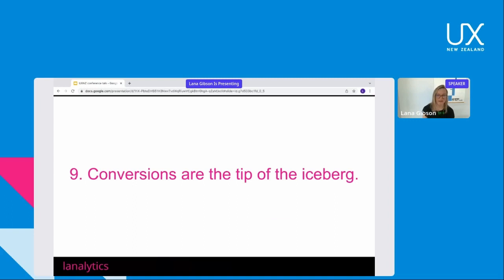Conversions are the tip of the iceberg. So conversions are really important. It's meaningful engagement, like downloads or purchases or contact submissions. And of course we want to increase these, or get these moving in the right direction. However, there's a lot of focus on these when in actual fact, it's the user journey beforehand which really matters, and which is what we need to understand to improve conversions.